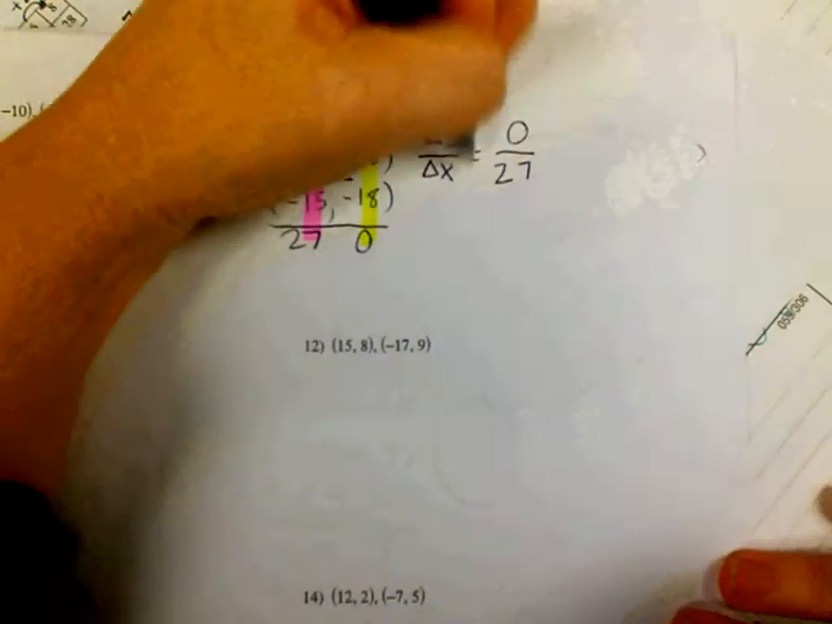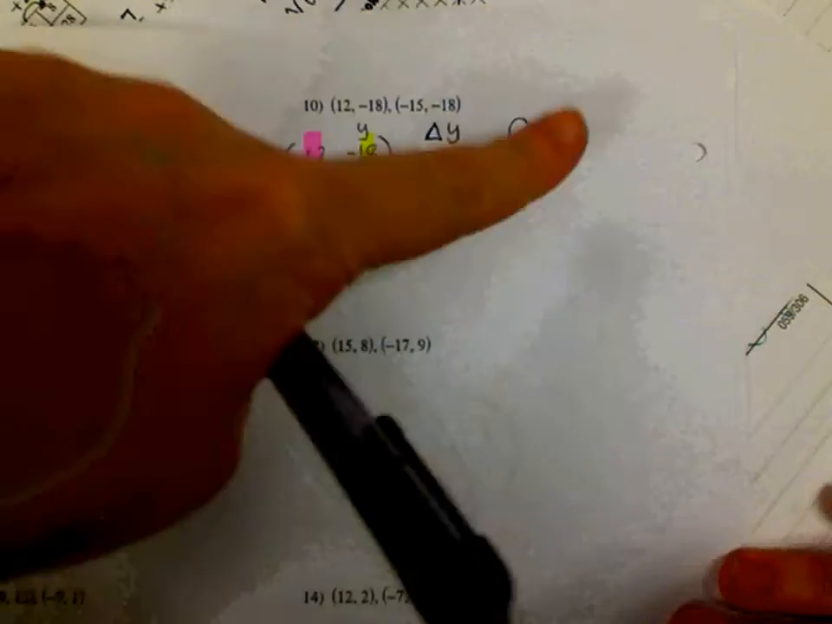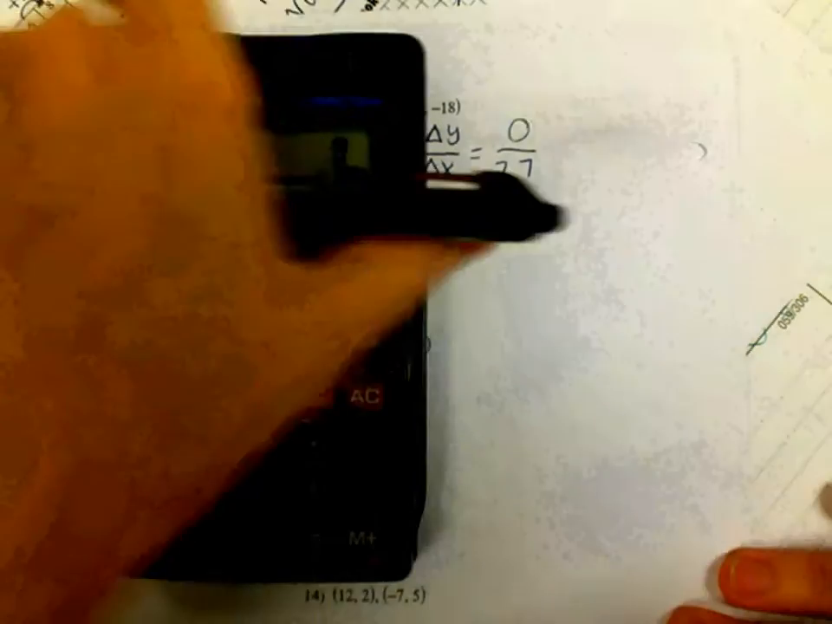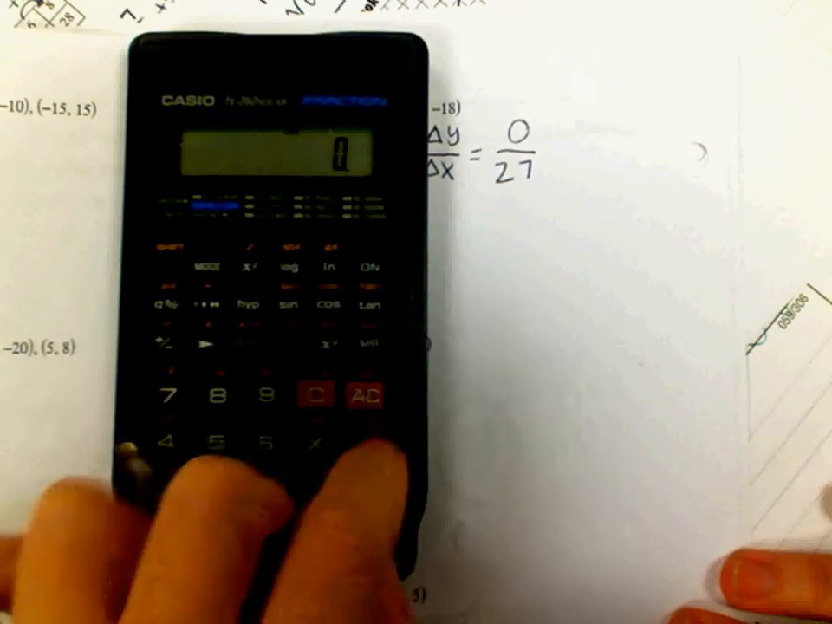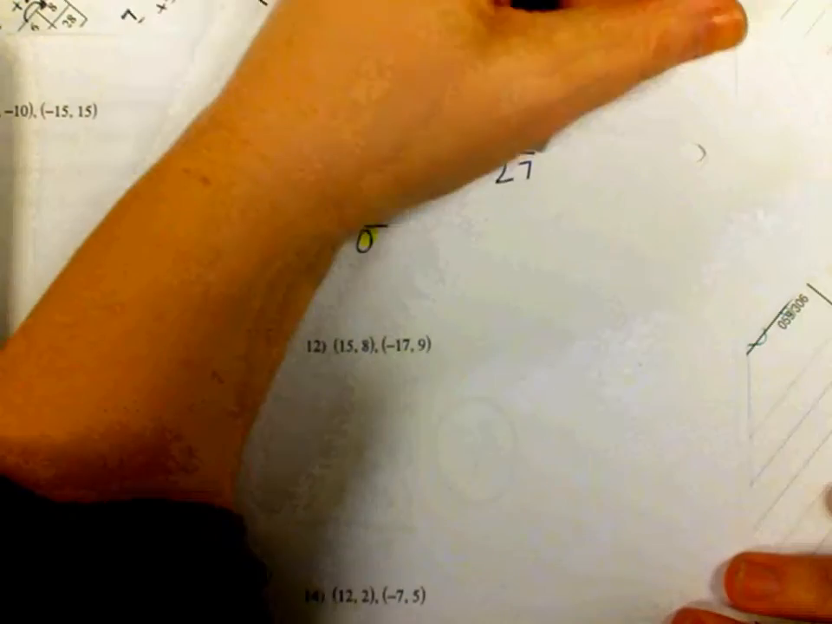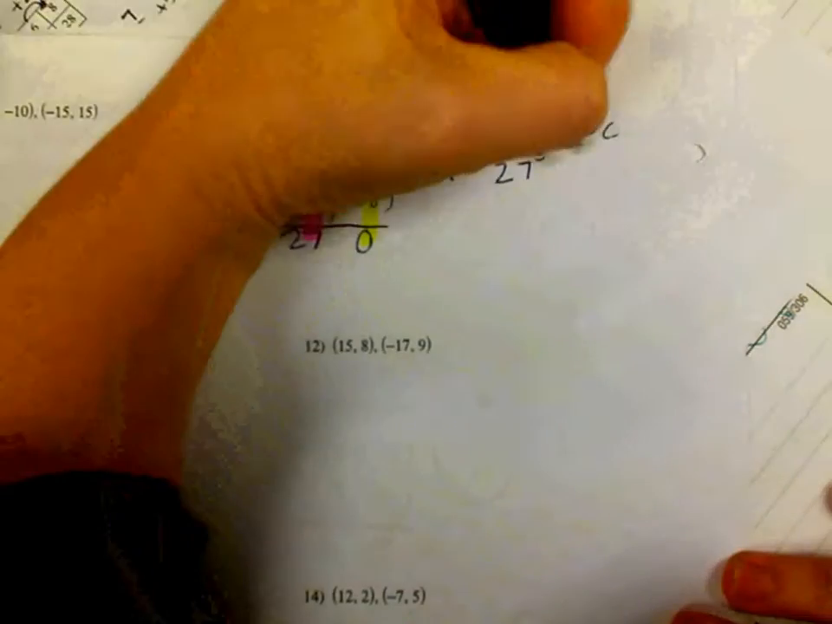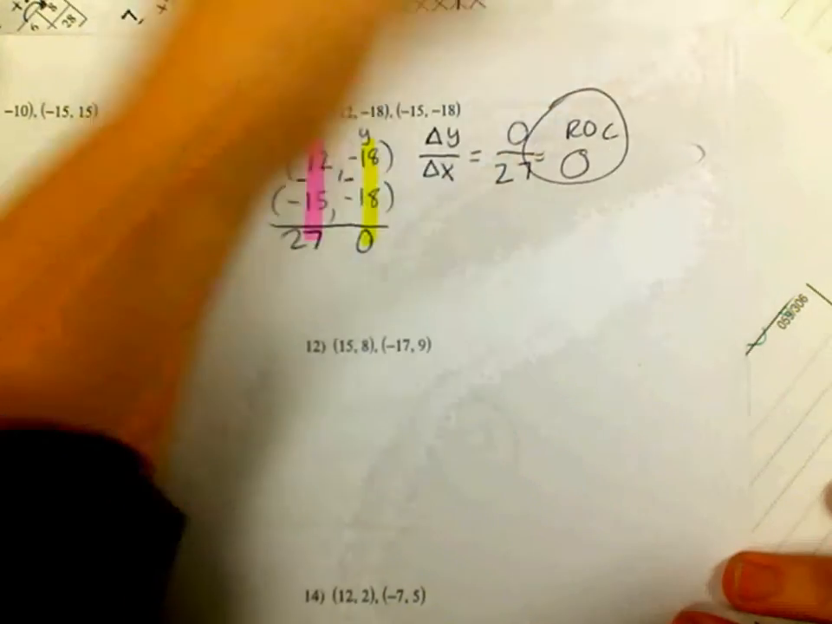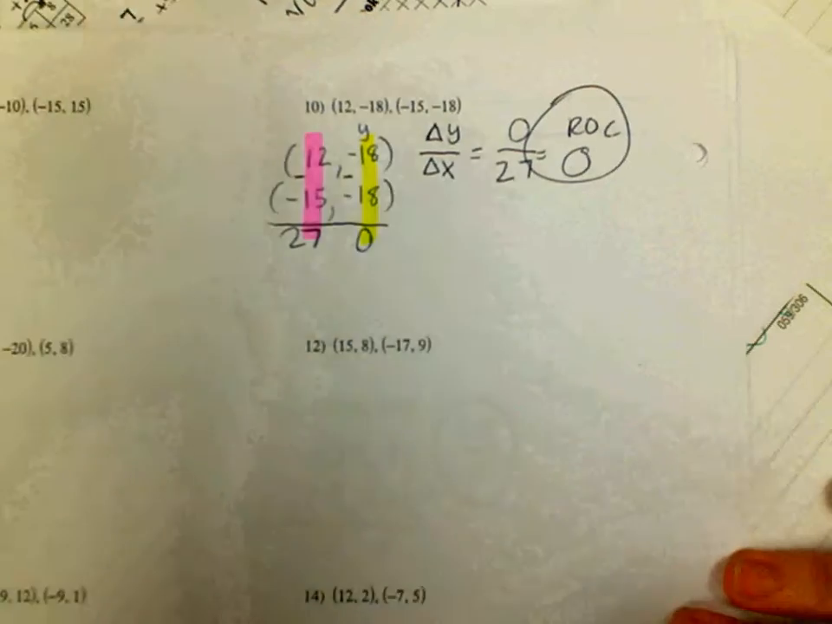Now, you can still simplify this. 0 divided by 27 is just 0. So your rate of change for this problem is actually 0. Just 0. No rate of change, it's just 0.